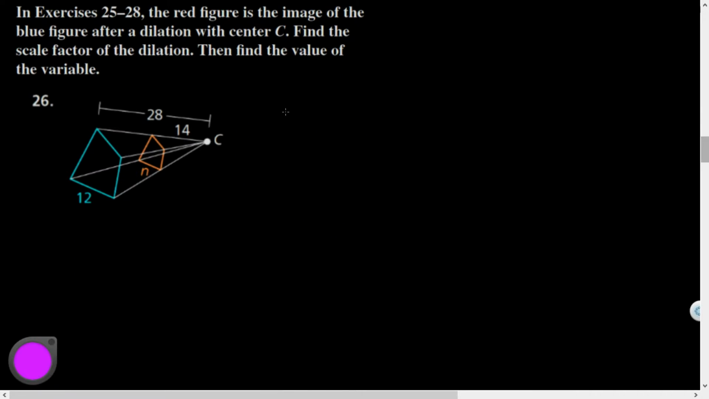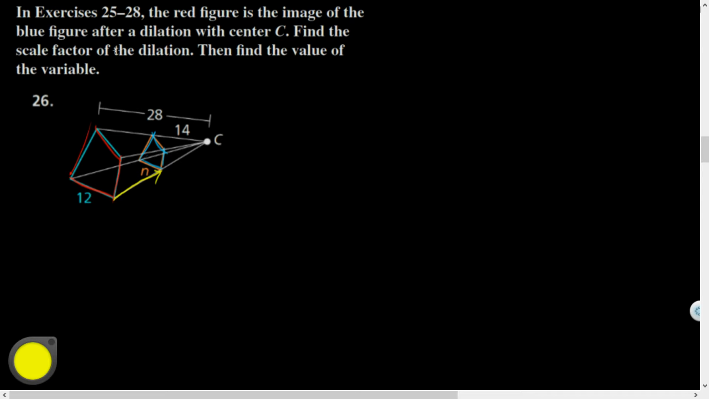Okay, so let's see. The red figure in my case is the blue one, because I inverted the colors, and the blue figure is the orange one, oddly enough. So there we go. It looks like the dilation is mapping it in this direction, so it looks like it's a reduction.